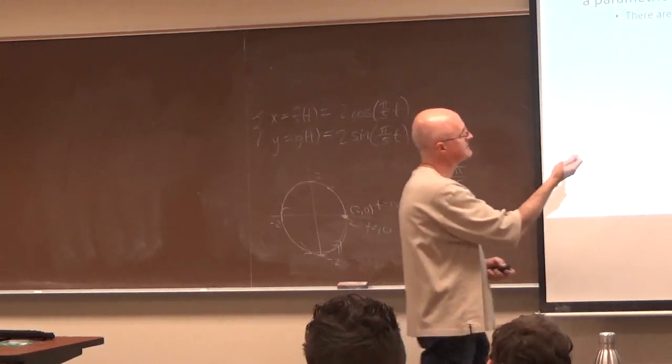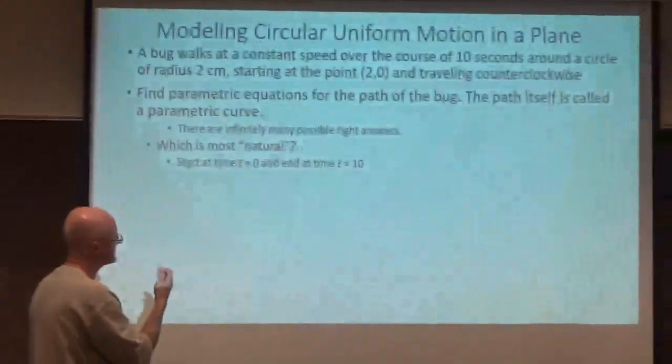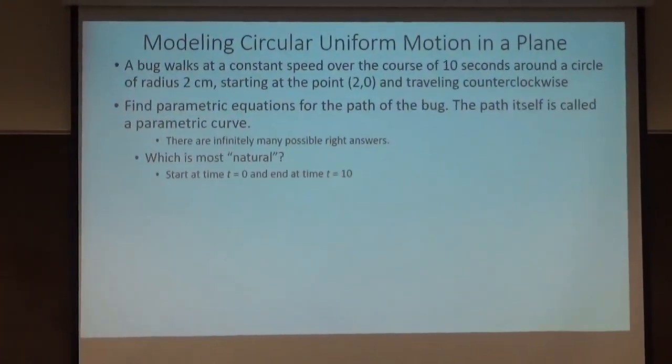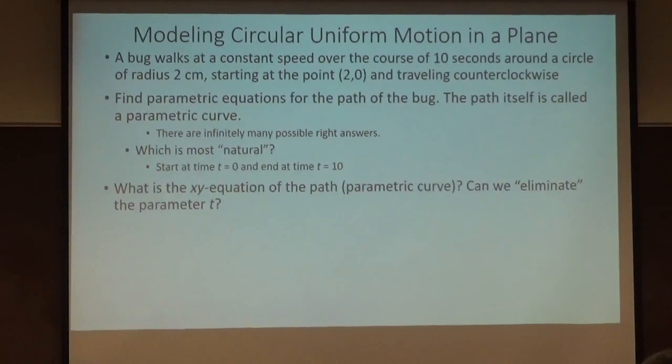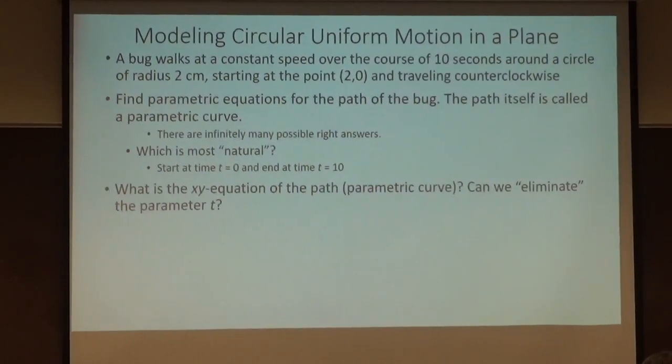There were infinitely many possible right answers, but once again, we chose the most natural, starting at t equals 0 and ending at time t equals 10. What's the xy equation of this path? Can we eliminate t?